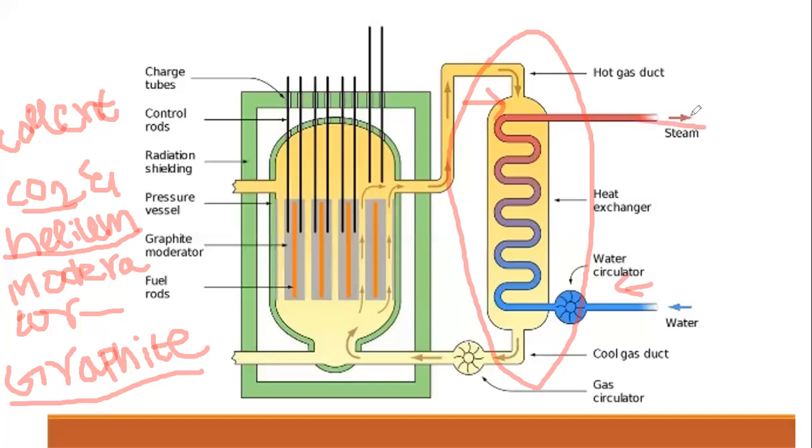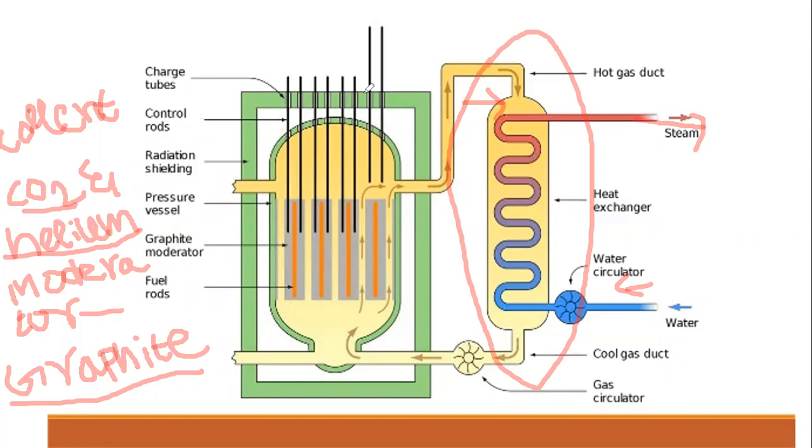Okay, this will be going out like this. This is the hot gas duct, this is the heat exchanger, this is the water circulating pump, and this is the gas circulating pump. In it, we are using CO2 or helium as the coolant.